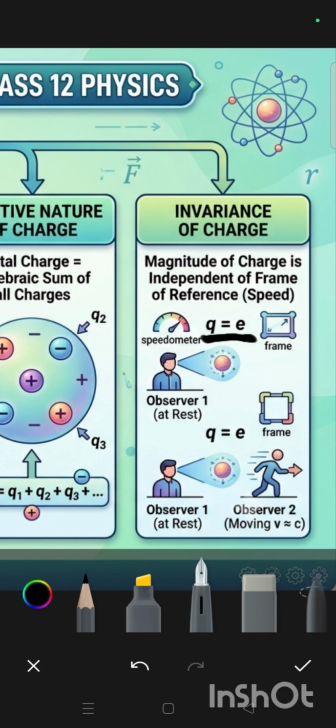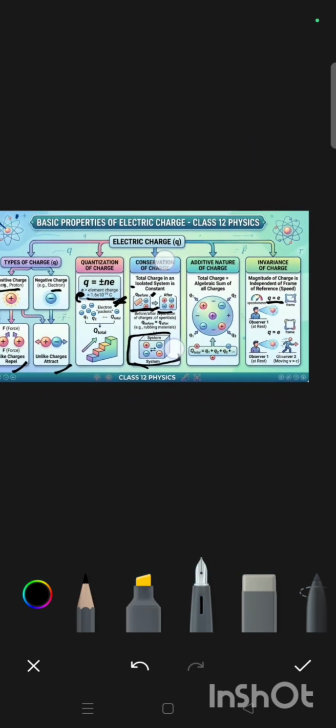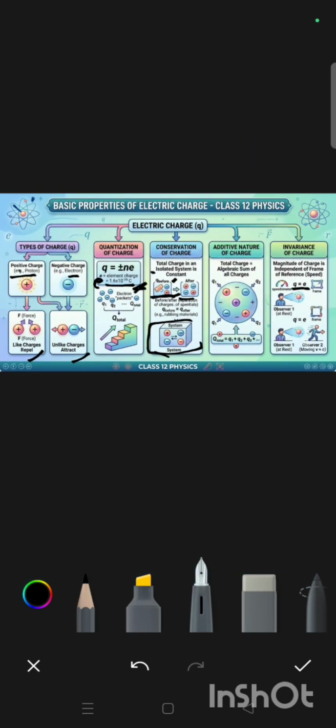Now mass, for example, will change as the speed increases. As it reaches the speed of light, the mass increases to its maximum, but it is not so with the magnitude of the charge. So simply, the magnitude of charge is independent of the frame of reference or the speed. Right. I hope you all understood this, the basic properties of electrical charges. I have explained it with the basics.